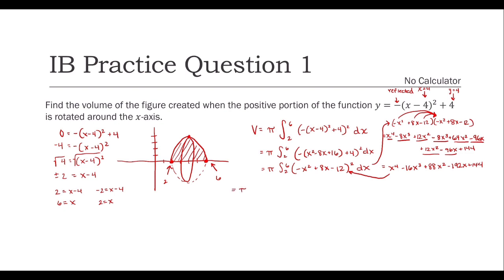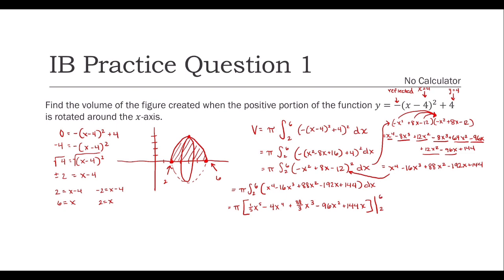So we have pi times the integral from 2 to 6 of x to the fourth minus 16x cubed plus 88x squared minus 192x plus 144 dx. So this equals pi times the antiderivative: the integral of x to the fourth is 1/5 x to the fifth. Then we have minus 4x to the fourth plus 88 over 3 x cubed minus 96x squared plus 144x, evaluated from 2 to 6.